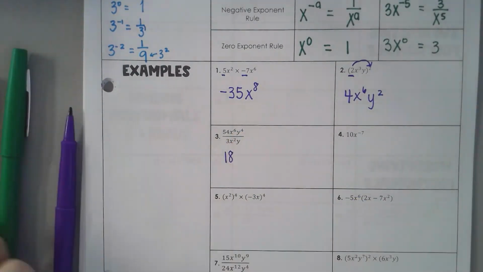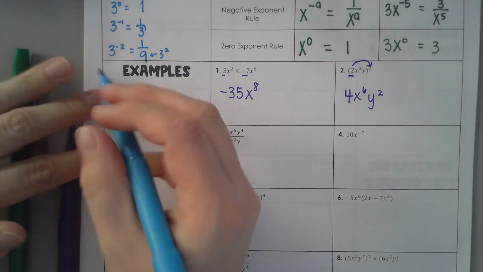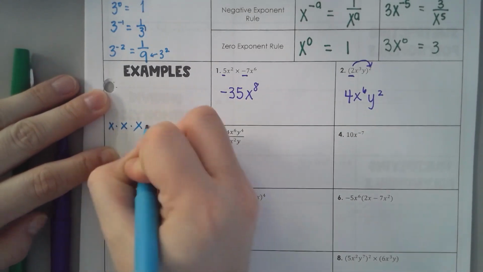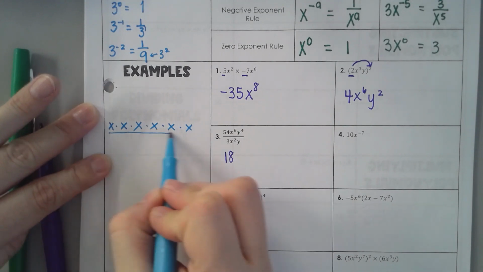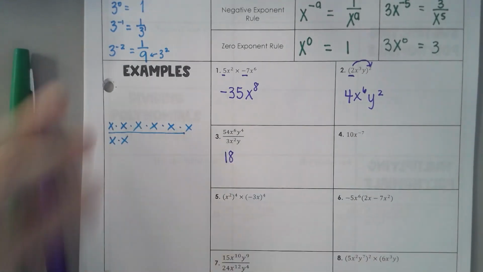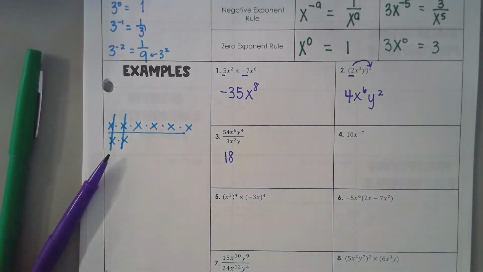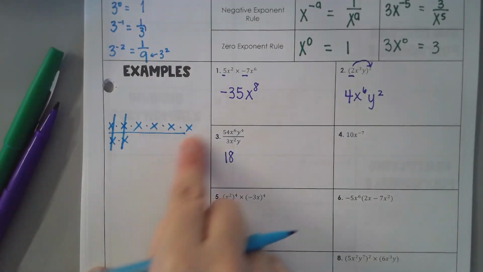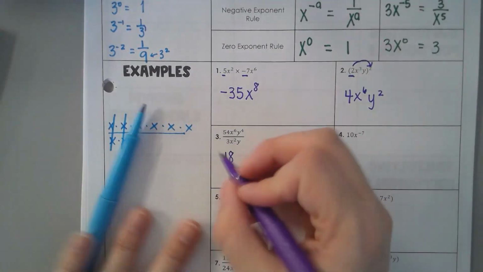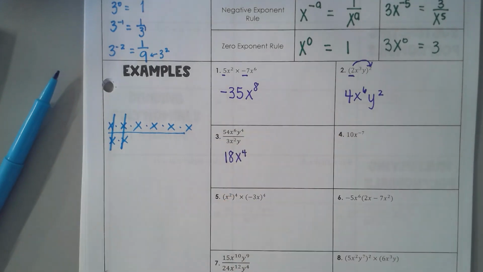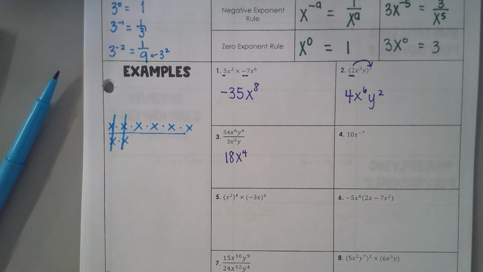Think about if you had x to the 6th, which is really x times x times x times x times x times x over x squared. If we cancel out one from the top and one from the bottom, I'm left with 4 on the top. So I have x to the 4th on the top. So far, I don't have anything in a denominator.